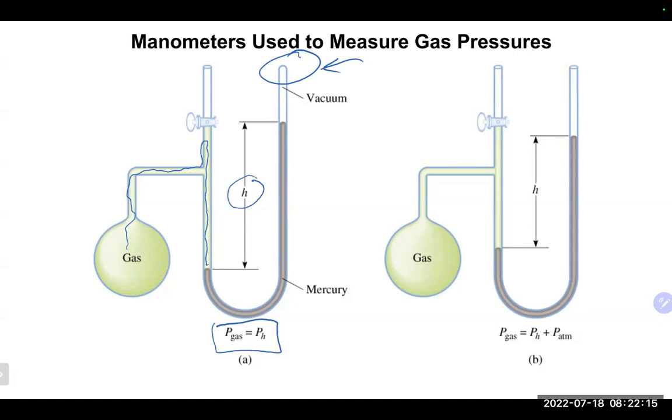Now, in an open situation, like this one, that's open to the environment, as the gas pushes the mercury, there's also atmospheric pressure pushing back down on it. So you do have to take that into account. That's where we see that the pressure of the gas is the height plus the atmospheric pressure, so you have to account for that when it's open to the environment.